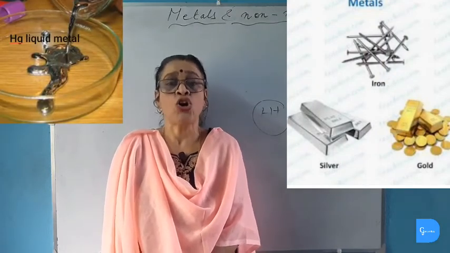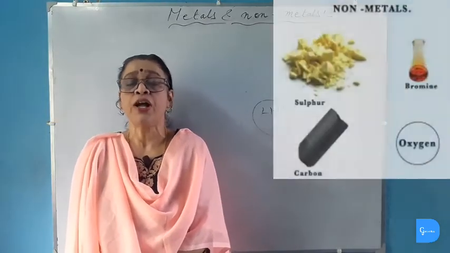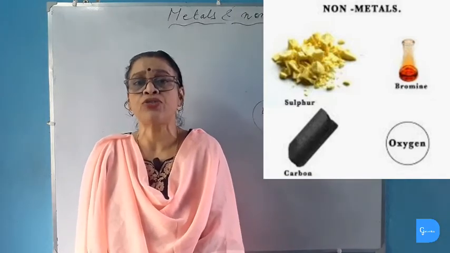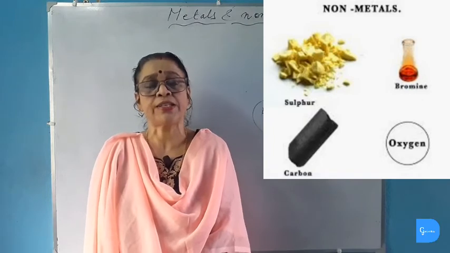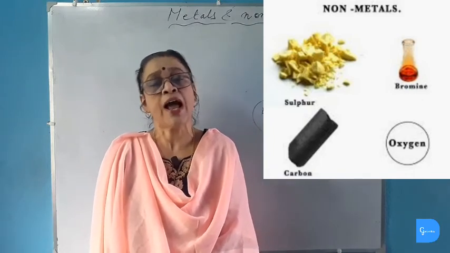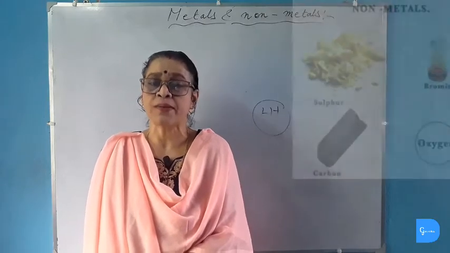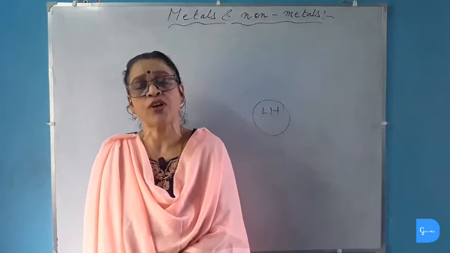On the other hand, non-metals are solids like carbon, phosphorus, sulfur, silicon, liquid like bromine, and gases like oxygen, hydrogen, nitrogen, chlorine, and all the inert gases. Thus, we can say that non-metals are solid, liquid, and gases. Number 6. Metals are hard and strong substances. On the other hand, non-metals are not hard and not strong substances.